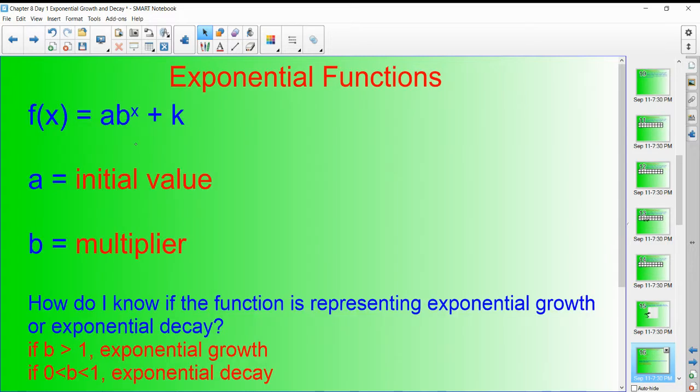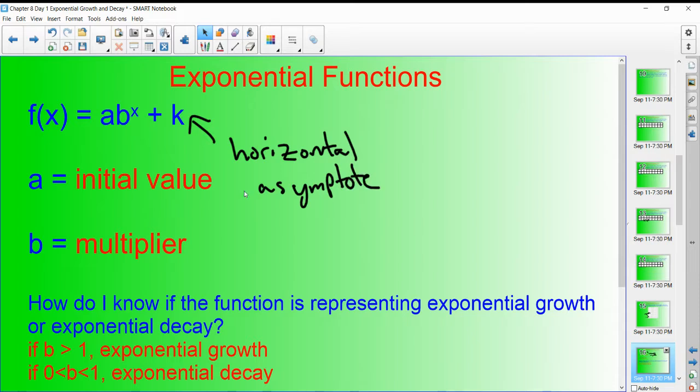So exponential functions are in this form. You could say y equals or f of x equals a times b to the x plus k, where k is your horizontal asymptote. A is your initial value and b is your multiplier. So in the rabbit population, we started with an initial value of 5, and our multiplier was double, so it was times 2. In the warm-up, we started with 3,200 grams, and our multiplier was 1/2.